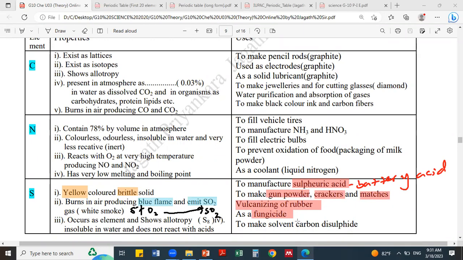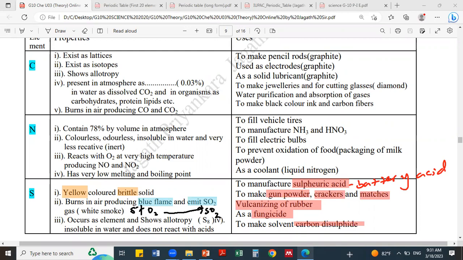And to make solvent, carbon disulfide. So they don't ask all these uses in the exam, 1 or 2. There are so many non-metals, but you have to remember only these 3: carbon, nitrogen, sulfur. Only these 3 non-metals. For other non-metals, only the symbol and the atomic number, if it is within your first 20 elements. But for these 3 non-metals, you should know the properties and uses.